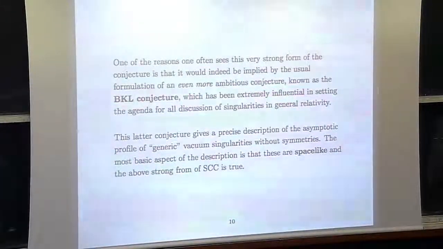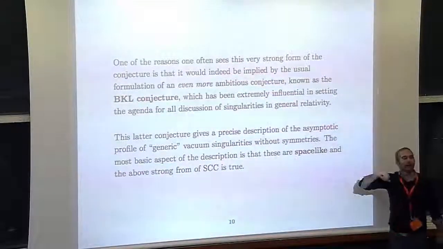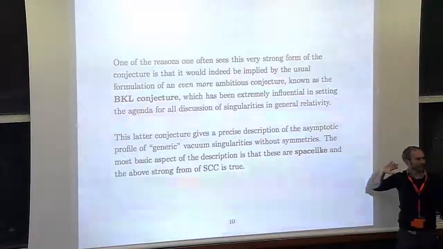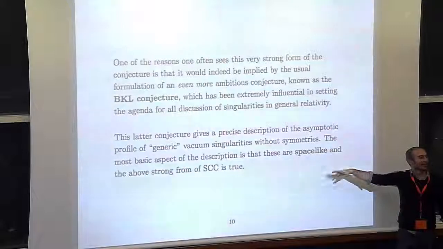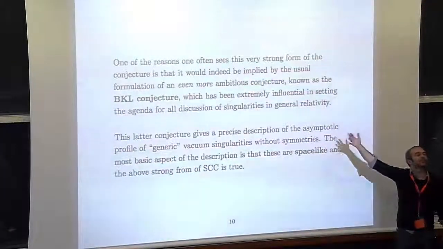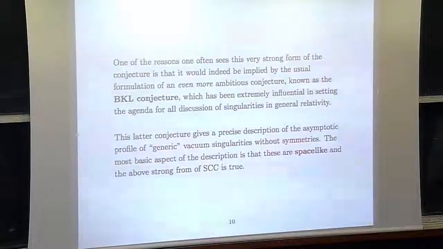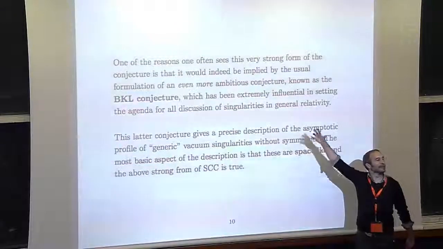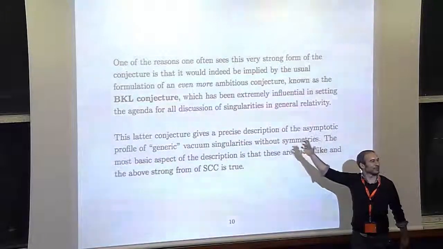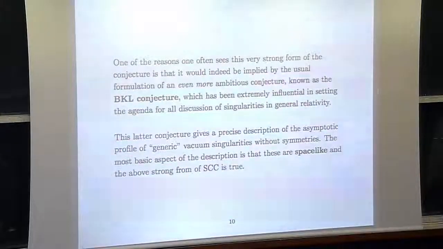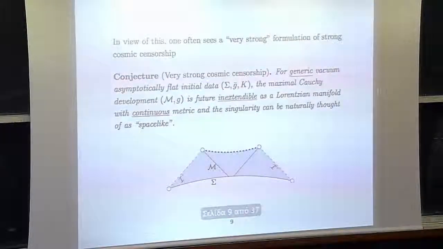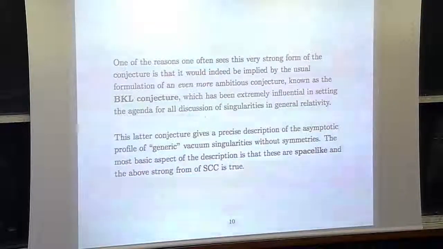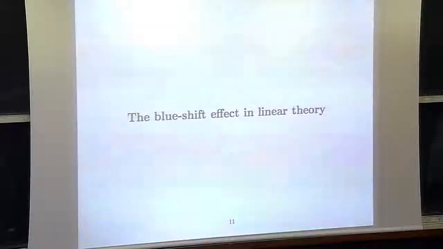And this conjecture gives a very precise description of the asymptotic profile of generic vacuum singularities. And part 0 of this very precise description is that they are space-like and that you have inextendability in the sense that I said. Okay? So in some sense, very strong cosmic censorship is just part 0 of a much more ambitious conjecture known as BKL. And so in particular, I'll just distill this statement. Okay. So that's, if you want, the introduction to the problem.